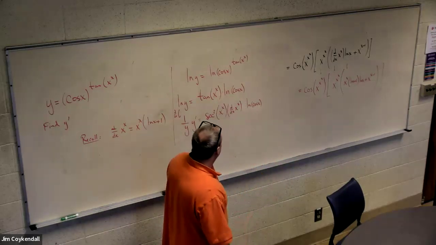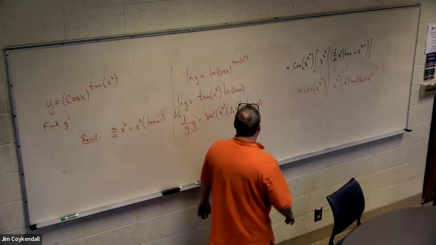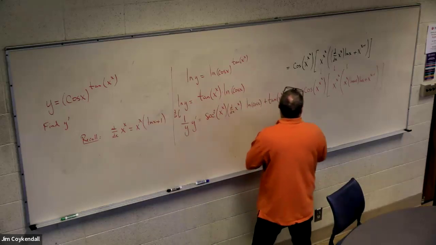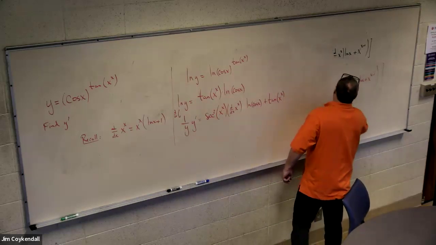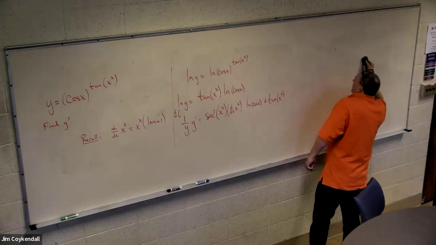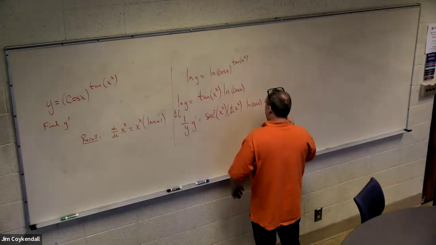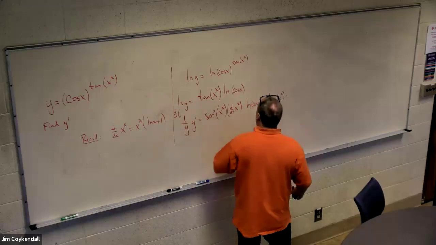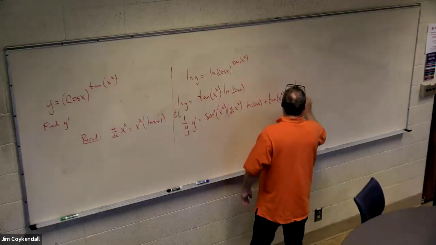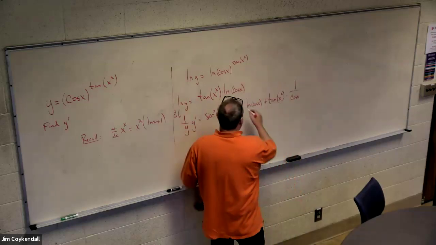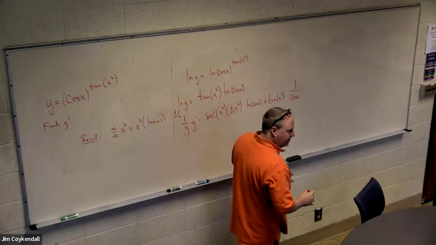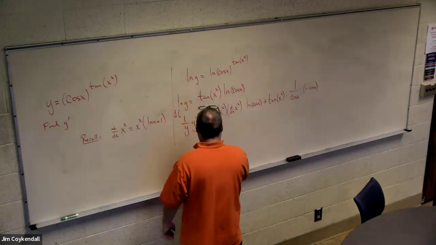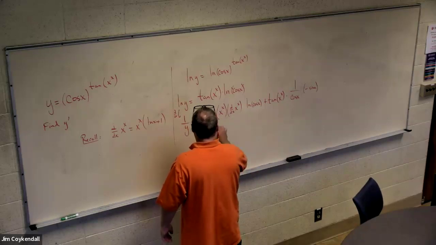Okay. Now it's the second one to get us through. In this situation, we have the derivative of log, the next derivative of log, 1 over. Good. But I'm not done yet. Got to multiply by the derivative of cosine, which is. So I get y prime is equal to y times this mess.